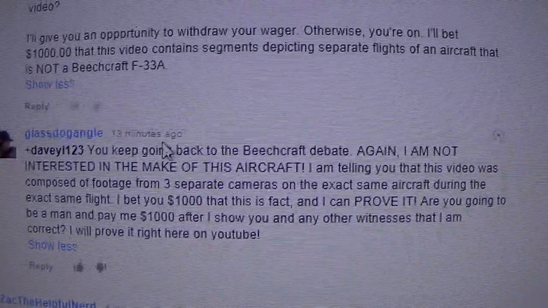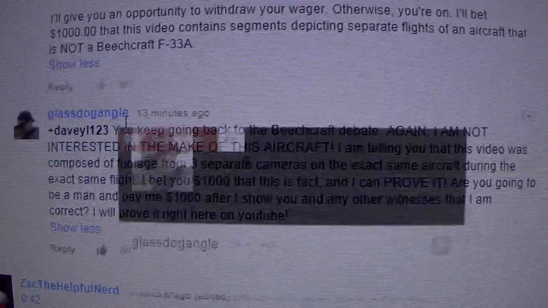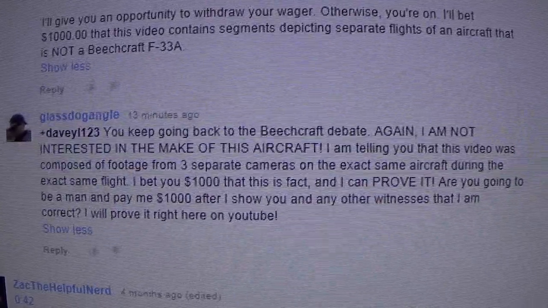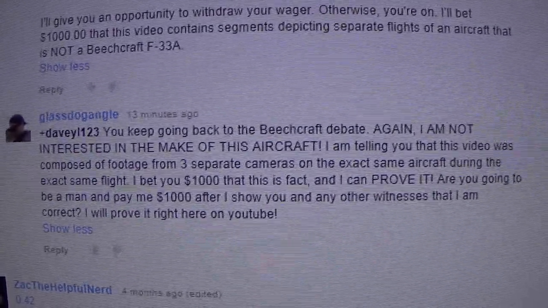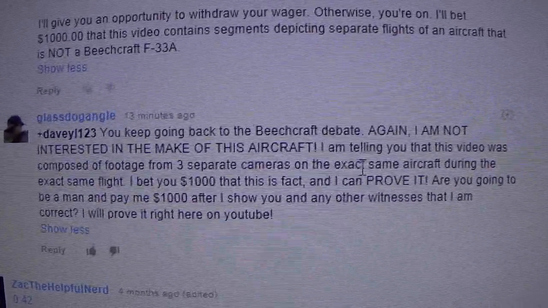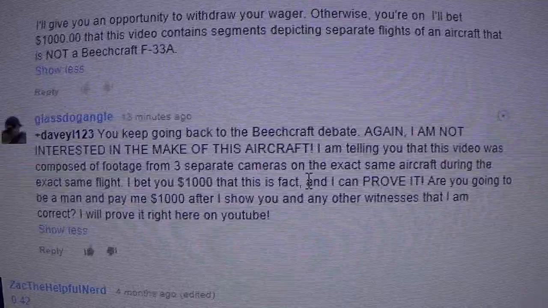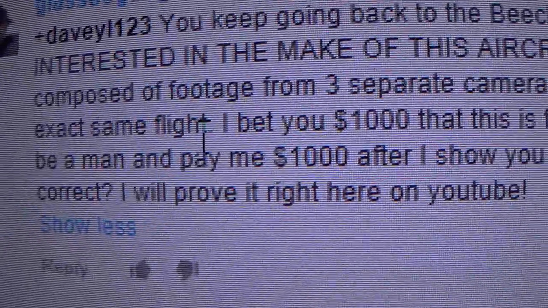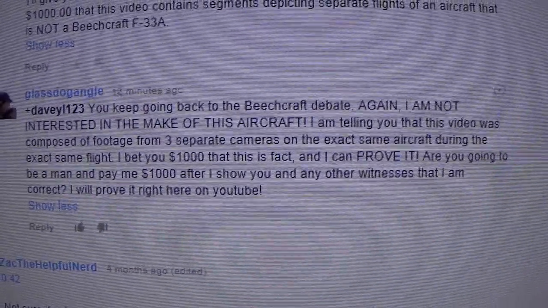Now again, he keeps going back to the Beechcraft. I don't care what kind of aircraft it is. I'm not interested in the make of the aircraft at all. I'm just saying that the video this man put up was composed of footage from 3 separate cameras on the exact same aircraft during the exact same flight. And I'm betting this guy $1,000 that I can prove it. I'm just wondering if he's going to pay me my $1,000 after I show him and any other witnesses that I'm correct. So we're going to do that right now.